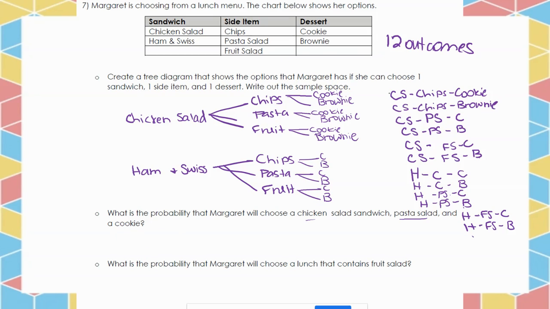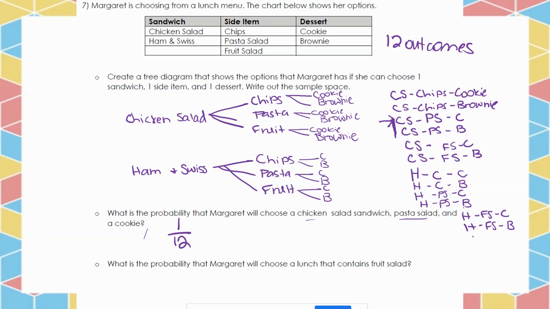Well, when I look at all my chicken salad, the only time that she chooses pasta salad are on these two options. But then the only time she chooses a cookie is right here. So there is only one outcome where she chooses pasta salad, chicken salad, and a cookie out of 12 total outcomes.